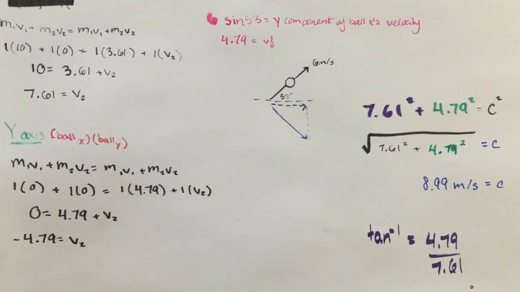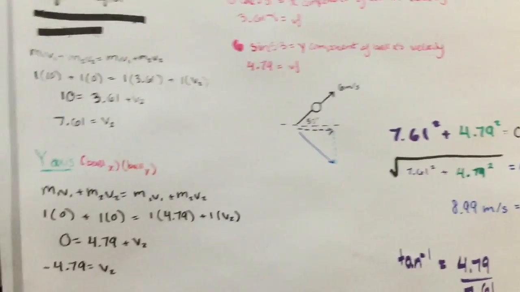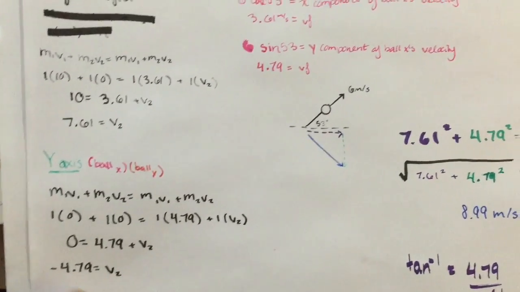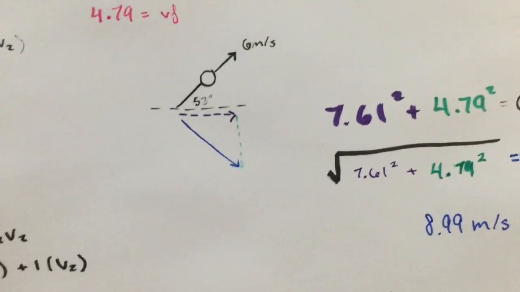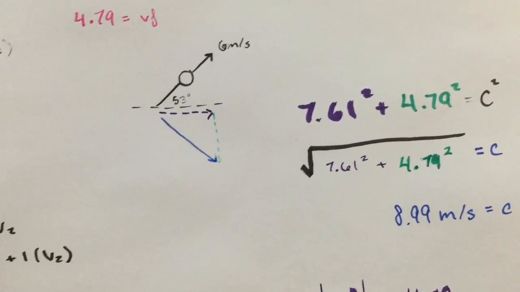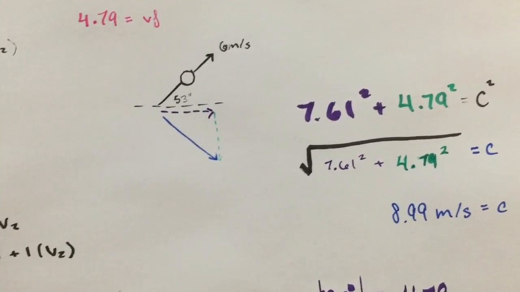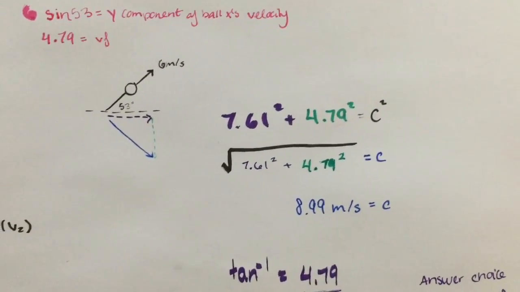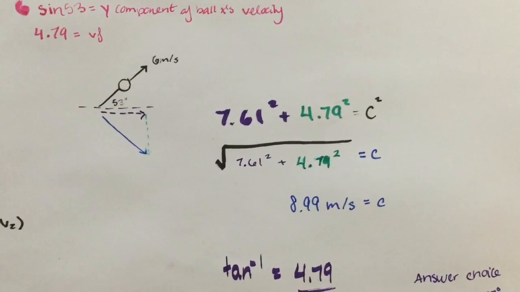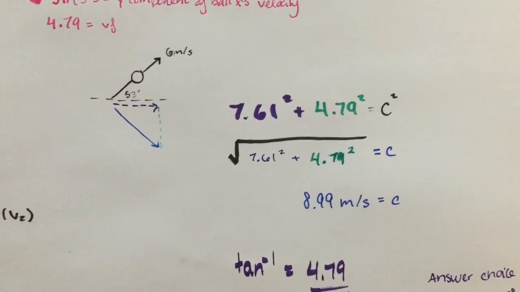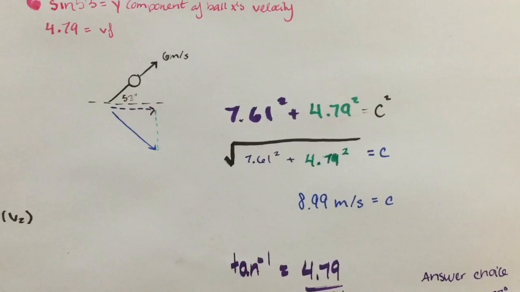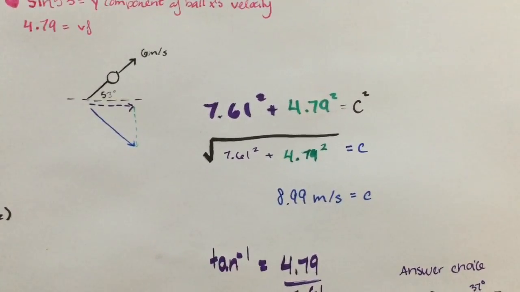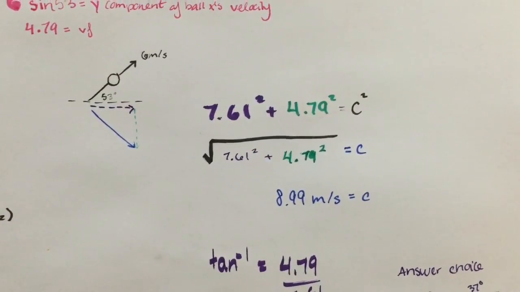So after finding the x component velocity of ball y, and the y component, you could draw a diagram representing those values, and to find the resultant velocity, you could do the Pythagorean theorem. So you plug in the x velocity squared plus the y velocity squared equal to c squared, and you take the square root, and you'll get 8.99 as your velocity.